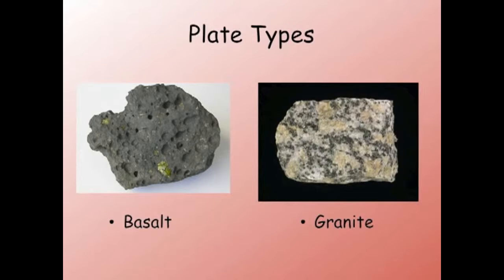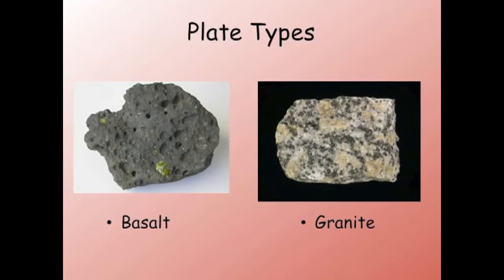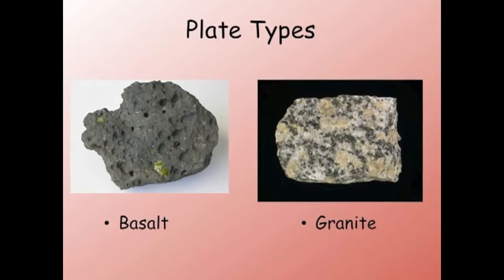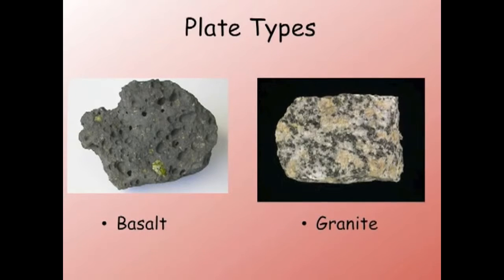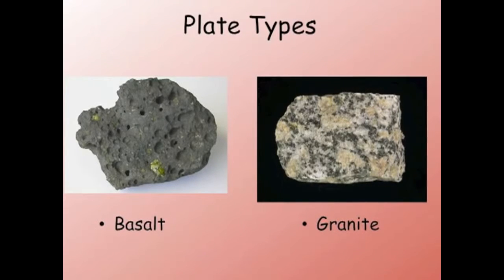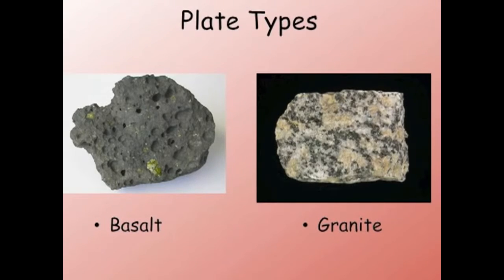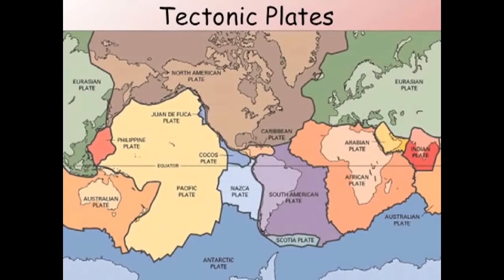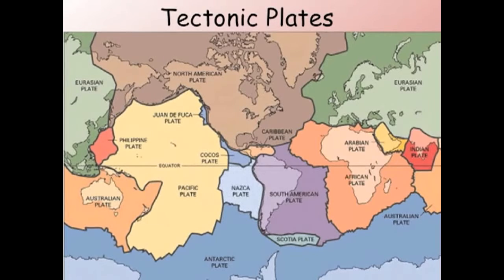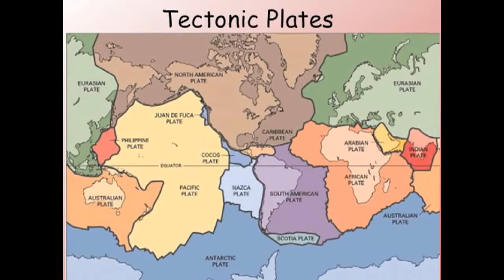There are 2 plate types, oceanic and continental. Oceanic plates are more dense and made of rock rich in iron and magnesium. An example would be basalt. Continental plates are less dense and made of rock rich in silica. Examples would be granite. There are 15 major tectonic plates identified. These include continental, oceanic, or both.